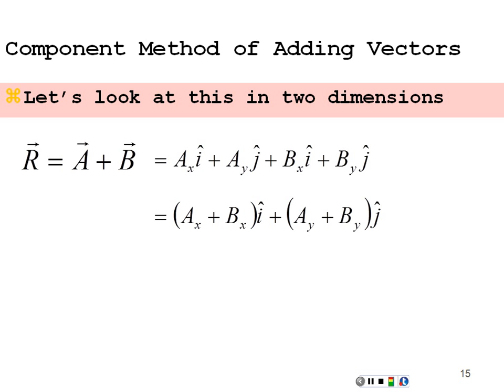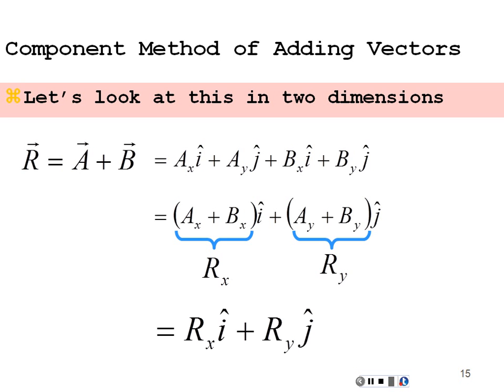Same thing for the y direction. My y components will add either positive or negative along the y direction, and that's perfectly fine. And by using it this way, I can simplify these components. So I have A sub x plus B sub x is my R sub x, and A sub y plus B sub y is my R sub y. Those are the resultant components of my resultant vector. So I write this: the resultant vector is R sub x i plus R sub y j. And I have a magnitude times a direction for each component.